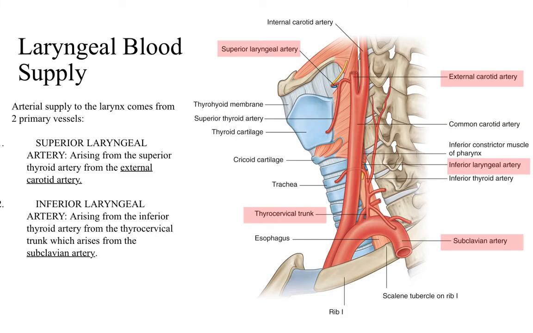The blood supply to the larynx comes from two primary vessels: the superior laryngeal artery, and here's the superior laryngeal artery right here, which you see is a branch of the external carotid artery, and the inferior laryngeal artery, which is right here, and you see that's a branch coming off of the subclavian artery and the thyrocervical trunk.